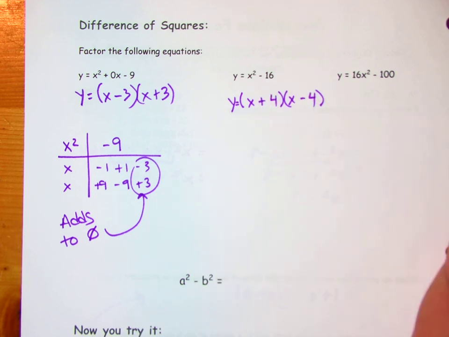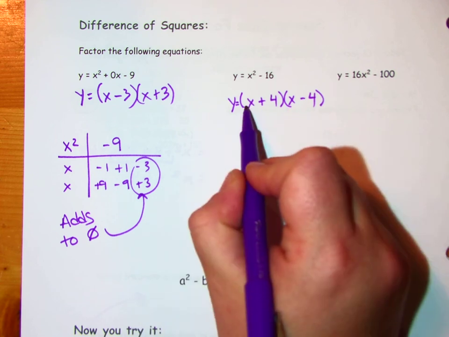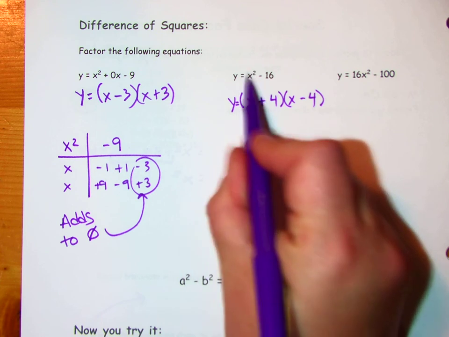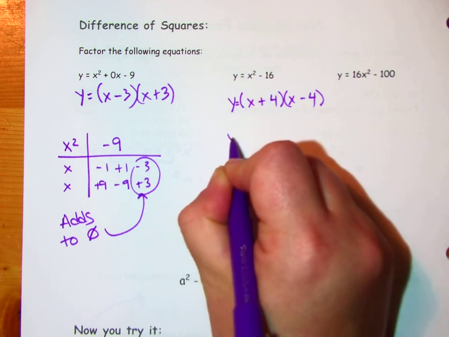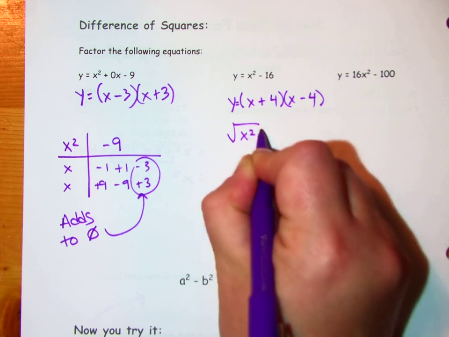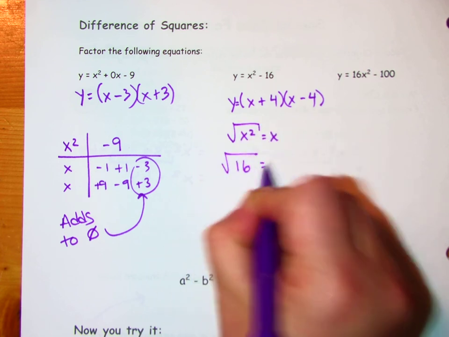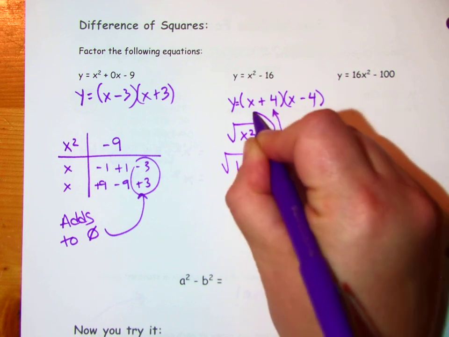Square root of 16 is 4. The first term has to be the square root of this here, and I'm sorry, I kind of skipped over that. So what I'm doing is thinking, what is the square root of x squared? That's x. What's the square root of 16? That's 4. And that's where these two terms come in.